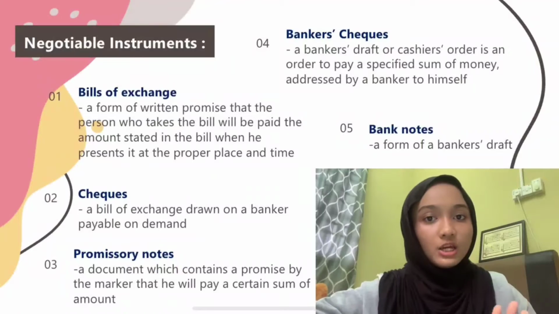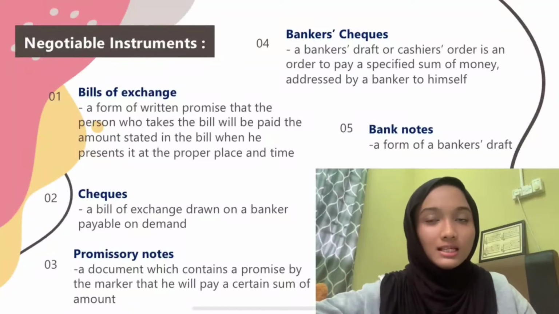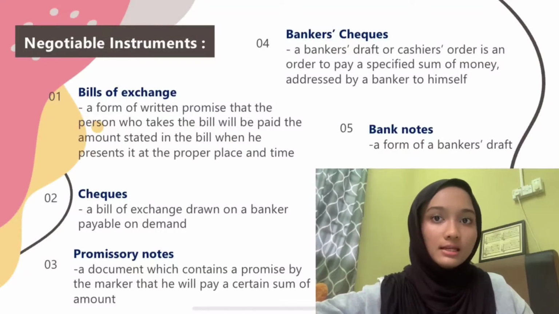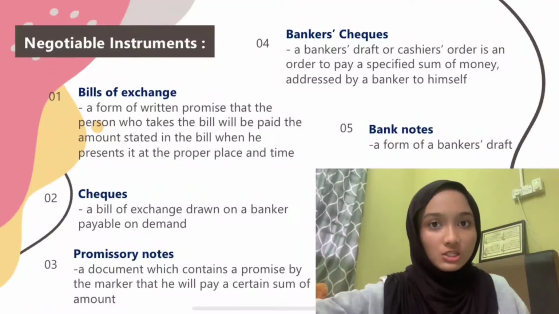There are 10 negotiable instruments that are currently in use. It includes, first one is bills of exchange. It is a form of written promise that the person who takes the bill will be paid the amount stated in the bill when he presents it at proper place and time. The second one is checks. It is a bill of exchange drawn on a banker, payable on demand.